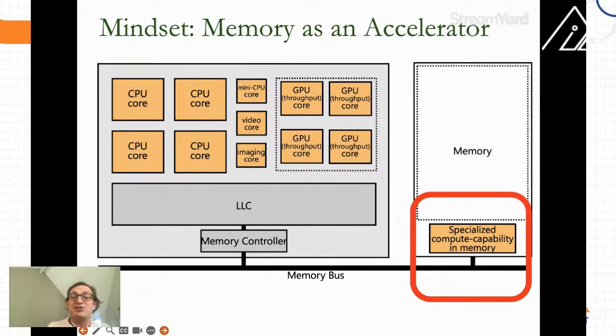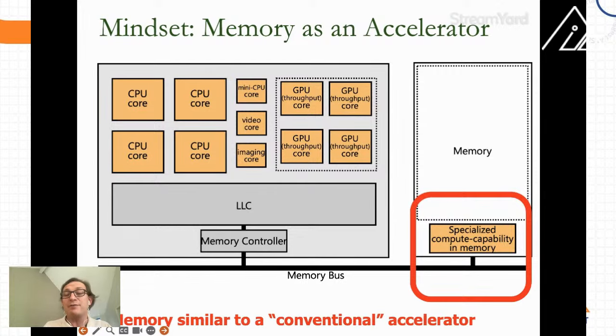We have many, many accelerators today. We're designing our systems. Why don't we have another accelerator on the memory side that has high bandwidth and low latency access to huge memory structures, not bottlenecked by this memory bus?